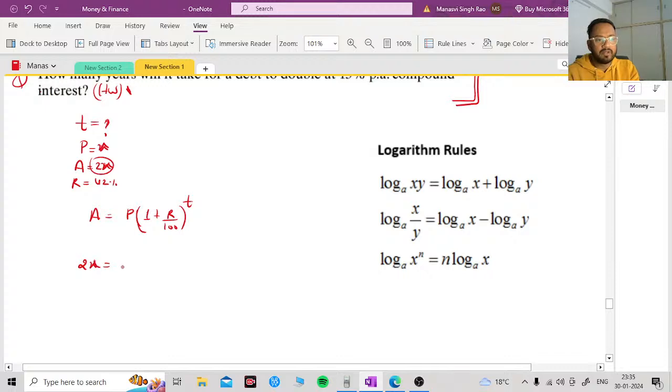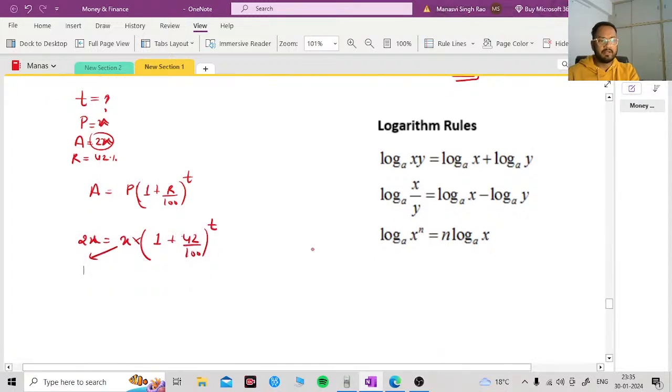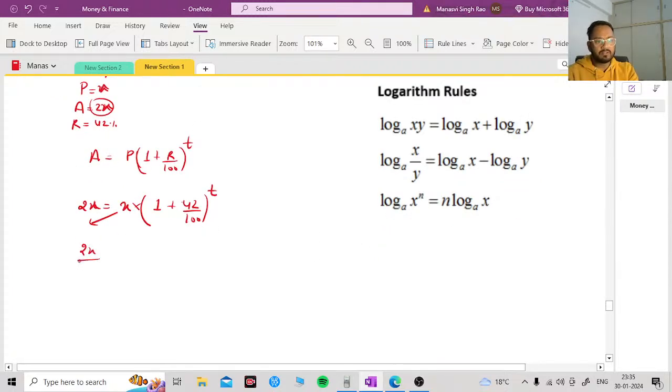Our debt is double, so 2x, and your principal is x, then plus, because we don't know the value of debt and how much amount is doubled. So that's why it is like this. Now 1 plus r, the rate is 42 upon 100, and the time is t. Done. Now because this is in multiplication, I can send it in the denominator, right? So by that way, I can write 2x upon x is equals to 1 plus 42 upon 100 to the power t, right? Now x and x can be cancelled, so you can write 2 is equals to.